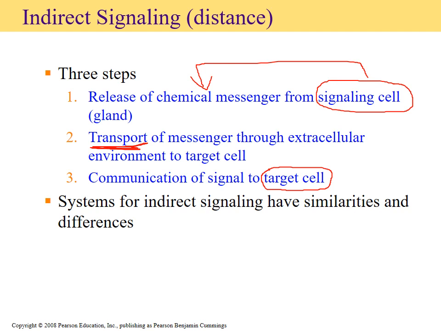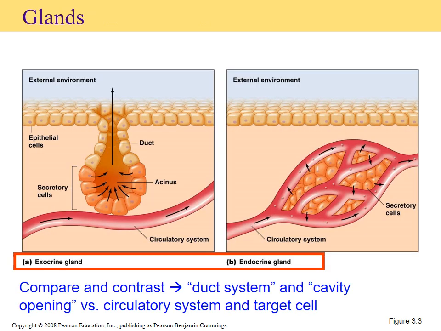I do want to take a few seconds out and talk to you guys about the difference between the endocrine and exocrine system, because both of them can be used for indirect signaling. Alrighty, so here we have an illustration that is going to compare the difference between an exocrine gland and an endocrine gland. So let's start with A.